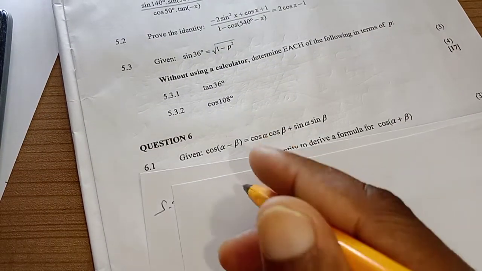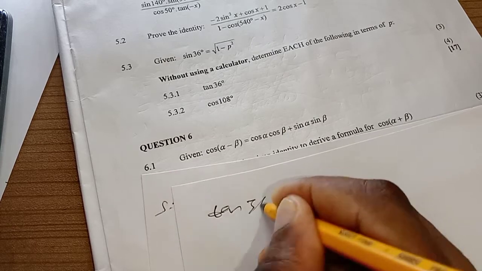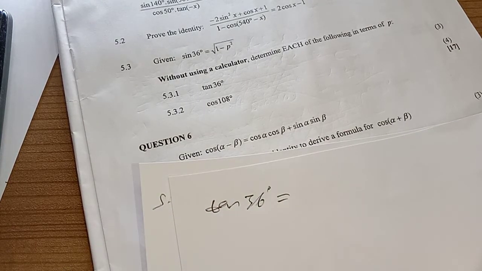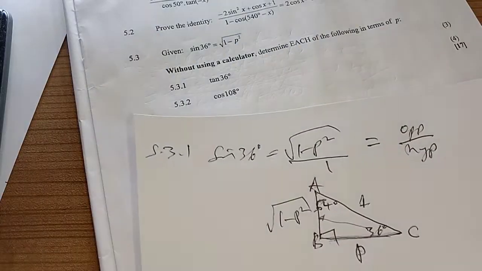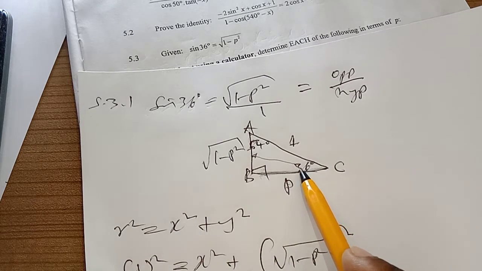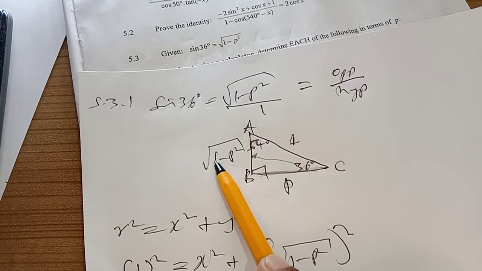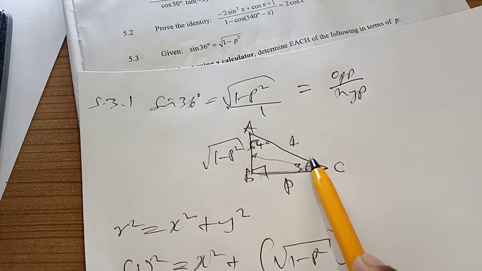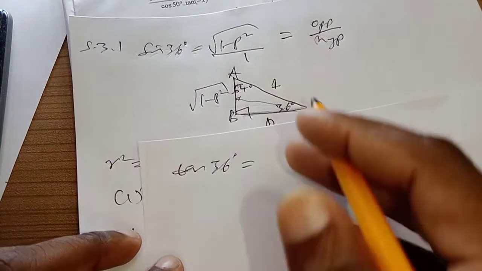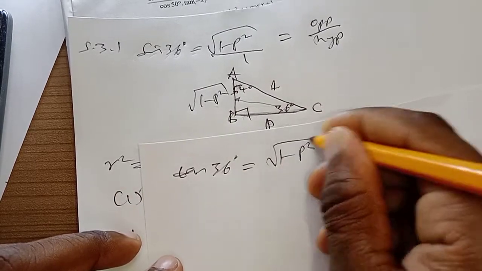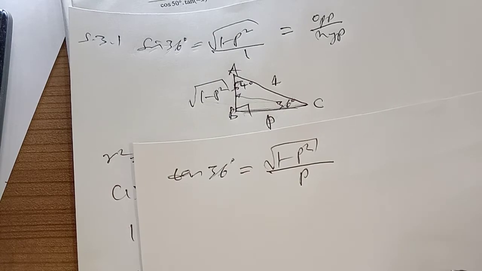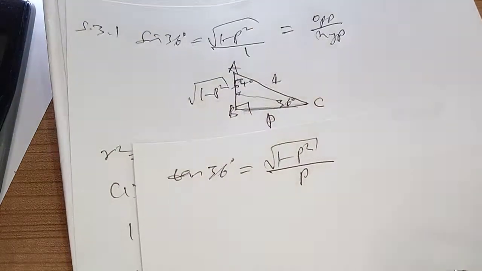They say what they are looking for, tan 36 degrees, okay? Remember, tan by definition is opposite over adjacent, okay? Then we come over on our triangle. Here's angle 36, okay? The opposite of 36 is that, okay? And the adjacent of 36 is p. Then it means here we are going to have the square root of 1 minus p squared, divided by p. Then we are having it like that, okay? Then we have answered the question.